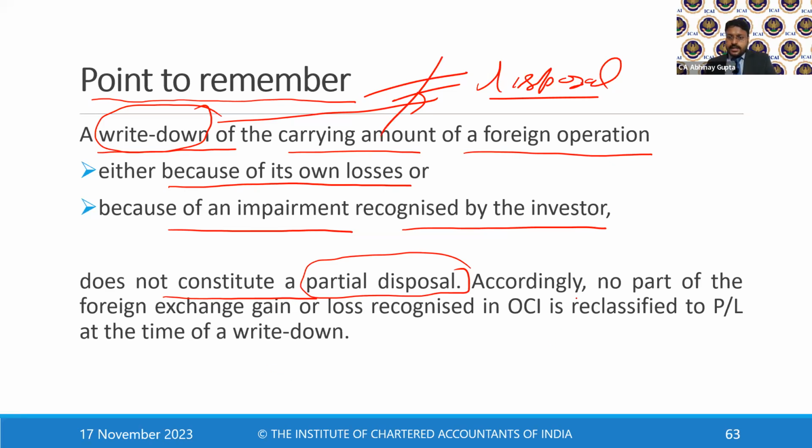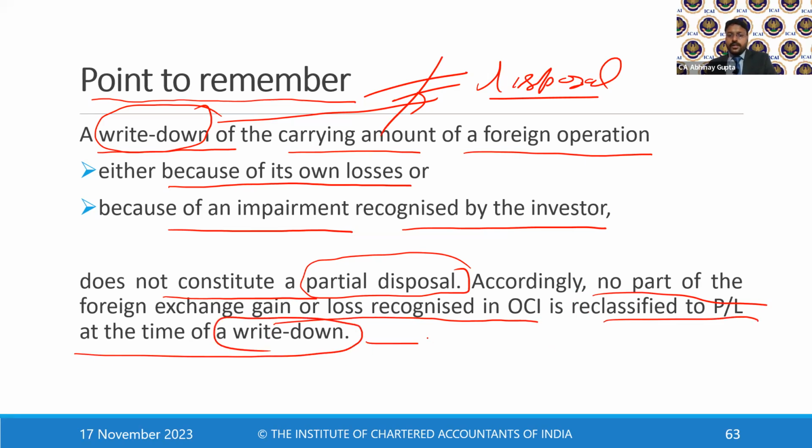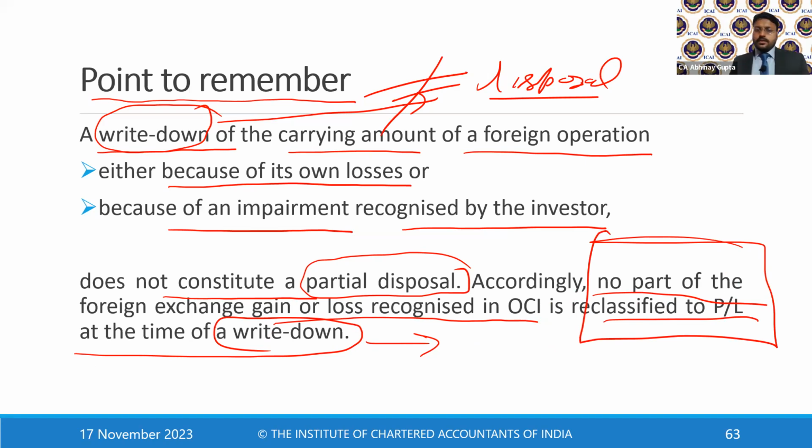Now, the standard is saying because we are doing write down and we are not doing the disposal of the foreign operation or selling the foreign operation, no part of the foreign exchange gain or loss recognized in OCI is reclassified to PNL at the time of the write down. So whenever we record the write down, we do not need to do a disposal accounting, right? Disposal accounting has to be done at the time of disposal only, not at the time of write down, because this is just a write down of the carrying amount, not a disposal.